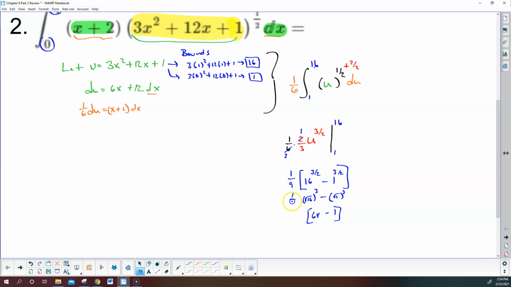4 to the third power is 64. And then just don't forget your 1/9 is going to drop down. So 63 times 1/9, or 63 divided by 9, gives me my final answer as 7.